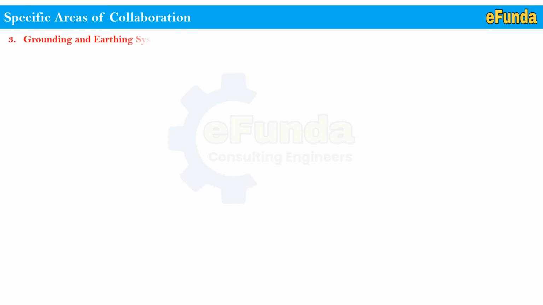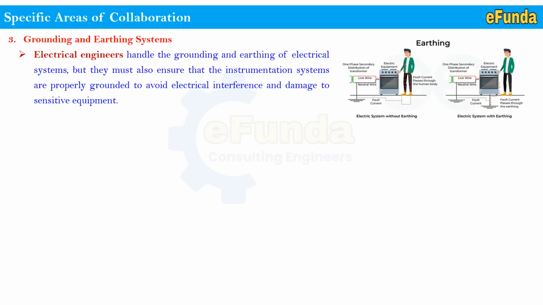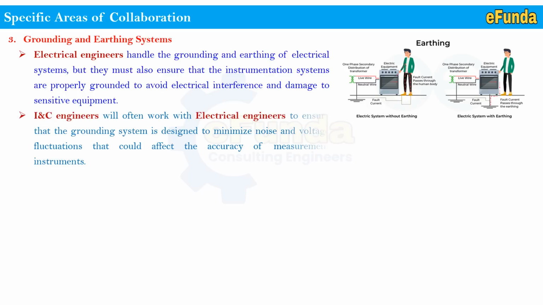Three, grounding and earthing system. First, the electrical engineer handles the grounding and earthing of an electrical system, but they must also ensure that instrumentation systems are properly grounded to avoid electrical interference and damage to the sensitive equipment. One can refer to the earthing figure where one can see the details. IC engineers will often work with the electrical engineer to ensure that the grounding system is designed to minimize the noise and voltage fluctuations that could affect the accuracy of the measurement of the instrument.